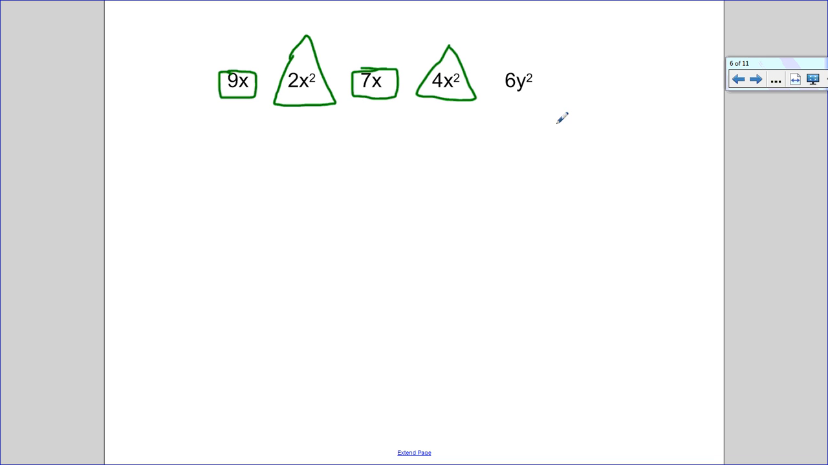And then finally we have 6y squared, who does not have any common buddies. Because even though it has the same exponent as some, 6y to the second power does not have the same variable. Therefore, it is by itself. And I'm just going to leave him by itself.